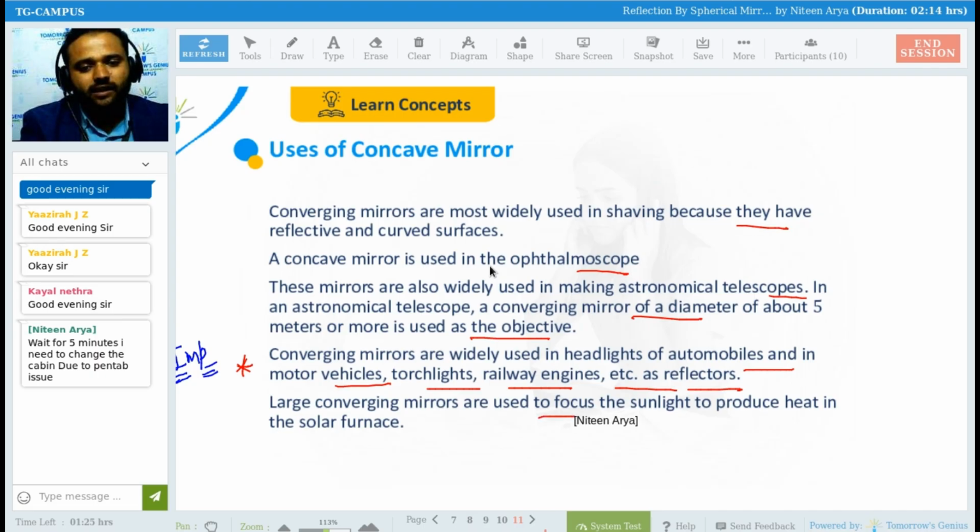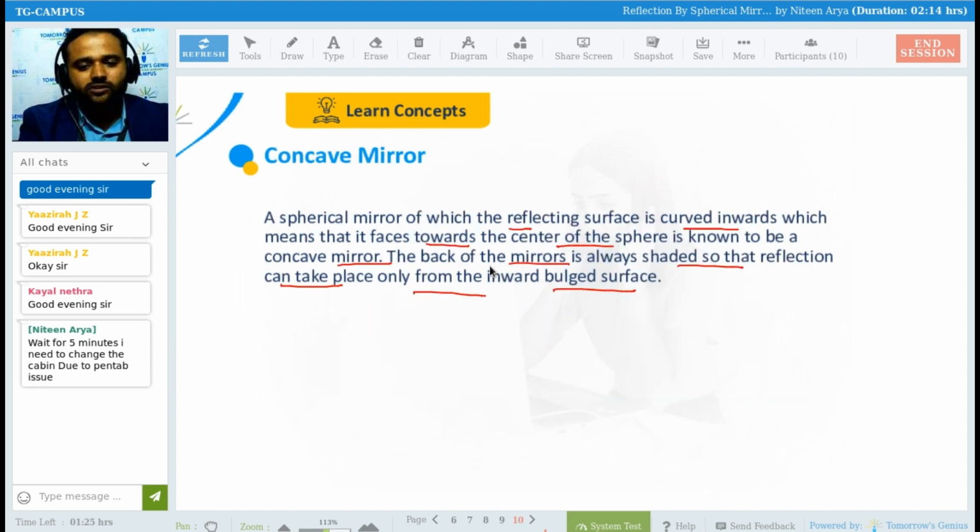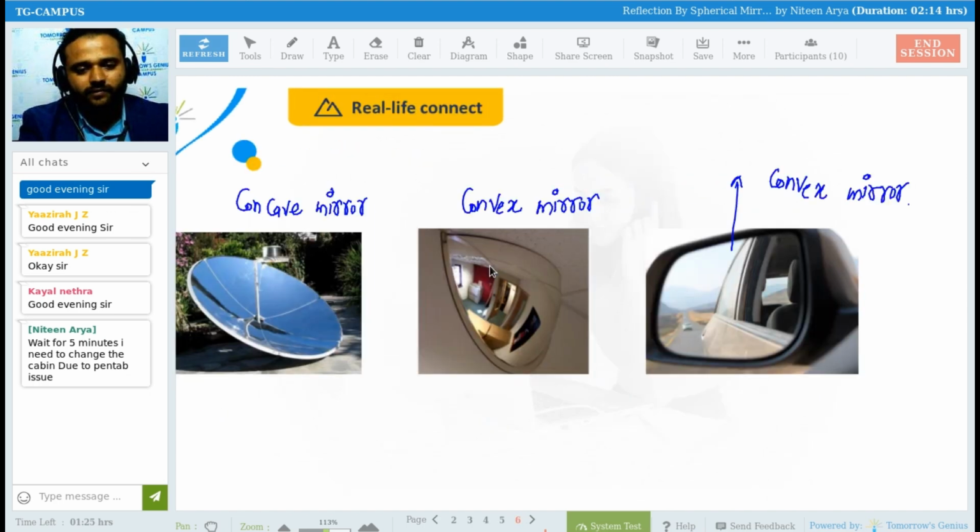Large converging mirrors are used to focus the sunlight to produce heat, and in solar panels. This is your solar furnace also. As you can see, a large concave mirror is going to capture more and more light, and when they capture more light, they convert more and more solar energy into heat energy. So that is the use.